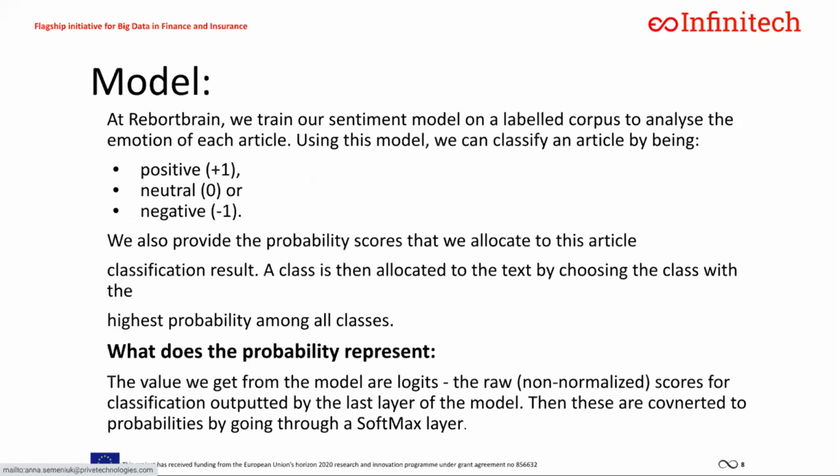So our model, at Report Brain, we train our sentiment model on a labeled corpus to analyze the emotion of each article. So using this model, we can classify an article as being positive, neutral, or negative. Here you can see that we chose +1, 0, or -1, so it will be the easiest way. We can provide the probability scores to allocate to this article classification result.